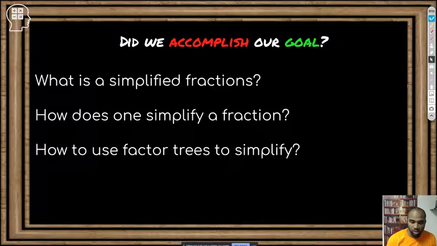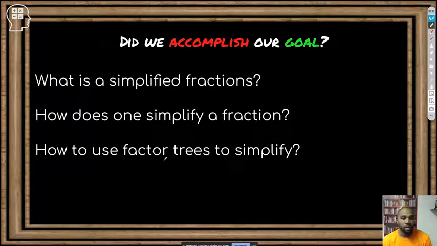Did we accomplish our goal today? What is a simplified fraction? We talked about when you don't have any common factors between the numerator and the denominator, it is now simplified. How does one simplify a fraction? Well, we take out those common factors. We can cancel those out, and what we're left with is a simplified fraction.